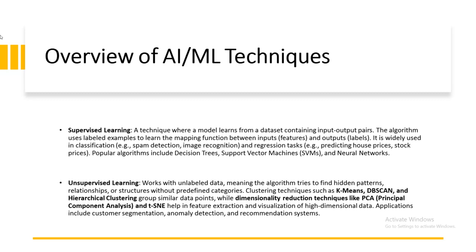After that, we'll be moving towards unsupervised learning. It works with unlabeled data, meaning the algorithm tries to find hidden patterns, relationships, or structures without predefined categories. Clustering techniques such as k-means, DBSCAN, and hierarchical clustering group similar data points, while dimensionality reduction techniques like PCA, principal component analysis, and t-SNE help in feature extraction and visualization of high dimensional data. Applications include customer segmentation, anomaly detection, and recommendation systems.